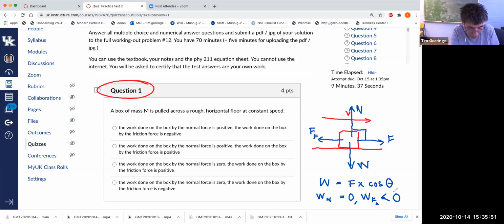And so that allows me to answer question number 1. Question number 1 is that the work done by the normal force is 0, and the work done by the friction force is negative. So it's this guy here.